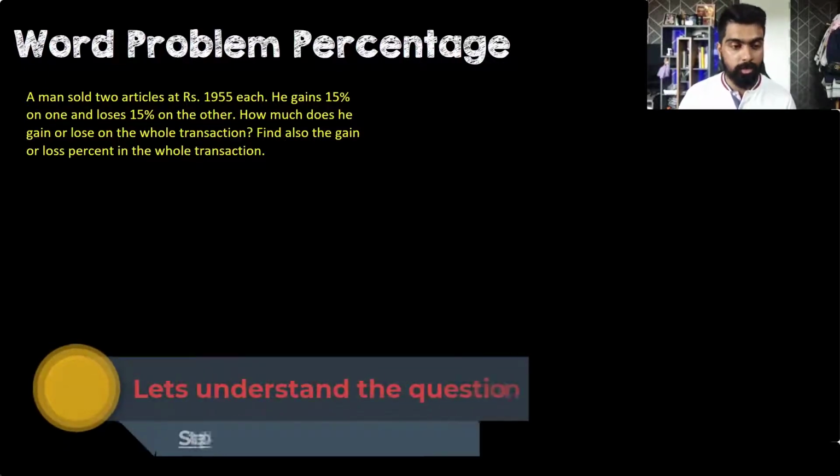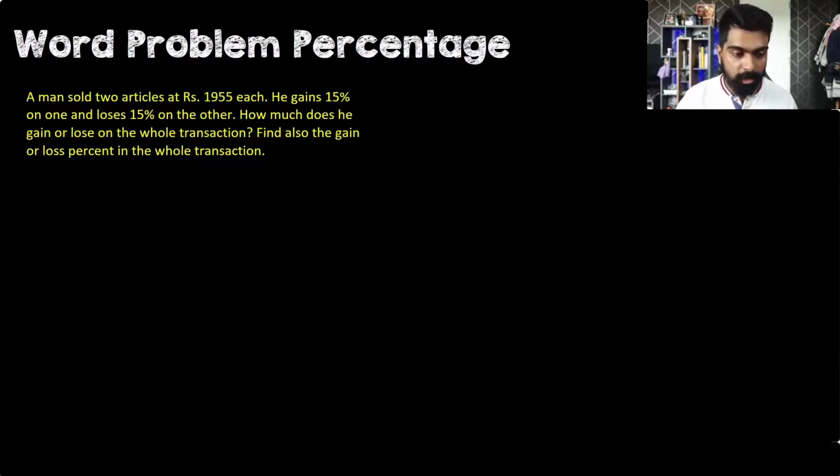Alright, so in this question they're saying that a man sold 2 articles at 1,955 rupees each. So let's write that down. So selling price of the first one is 1,955, right? And selling price of the second one is 1,955, right guys, is 1,955.